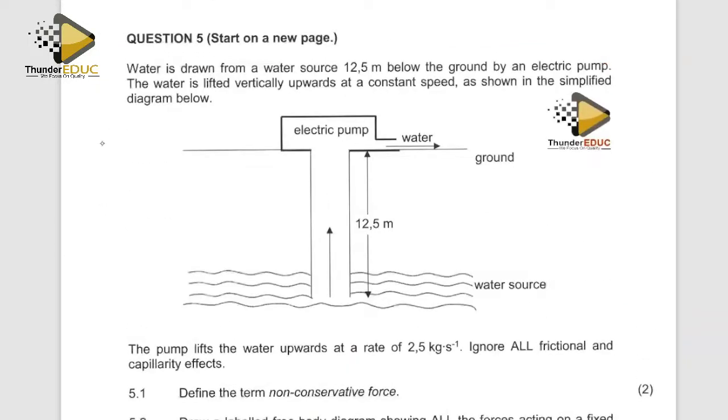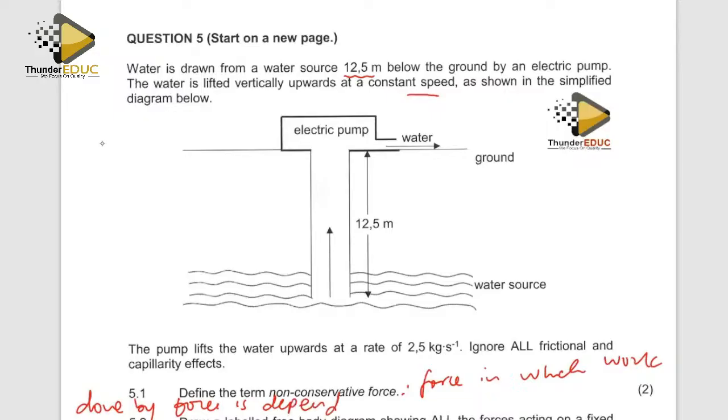Then question 5: water is drawn from a water source that is 12.5 meters below the ground by an electric pump. The water is lifted vertically upwards at a constant speed as shown in the diagram. Then they want us to define a conservative force. This is a force in which the work done by the force does not depend on the path taken between any 2 points.